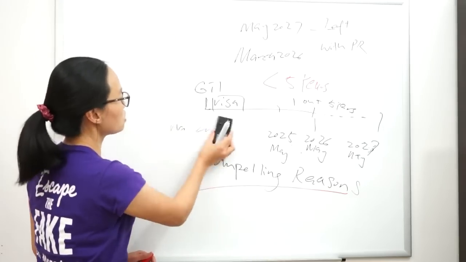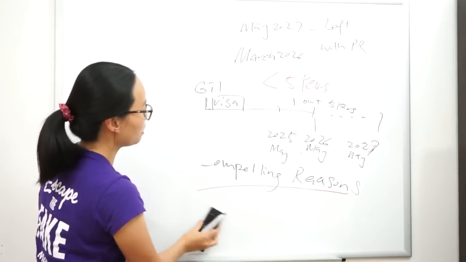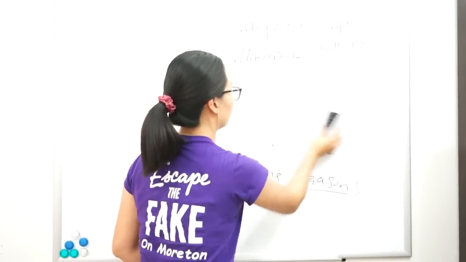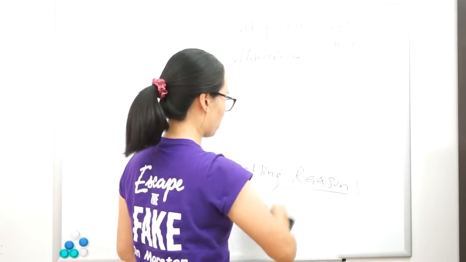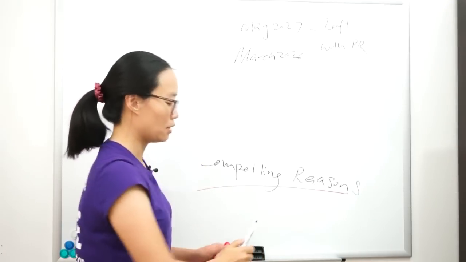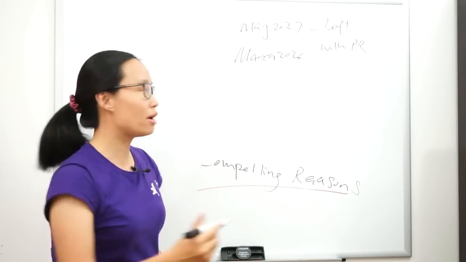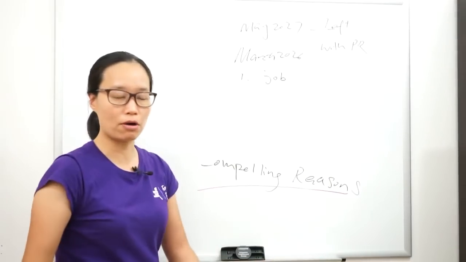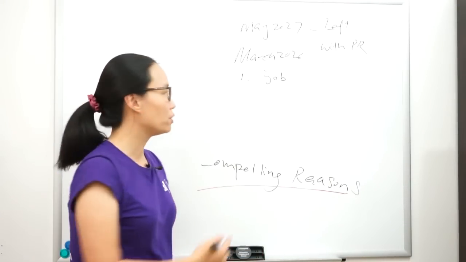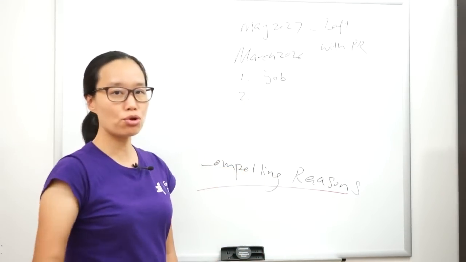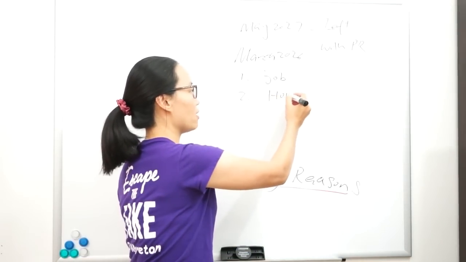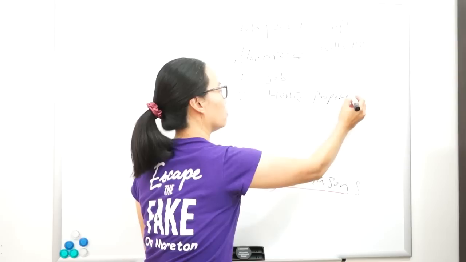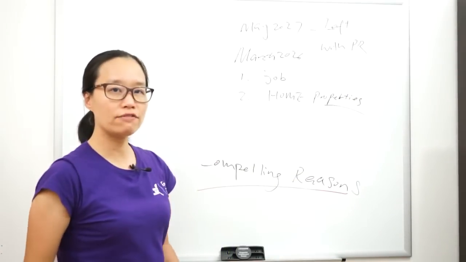For instance, most of the time, the compelling reason is why you need to return to Australia. One, you have a new job, a job offer in Australia, and you need to return. Secondly, you have a permanent home in Australia. Okay, you have property, properties. You have a business.